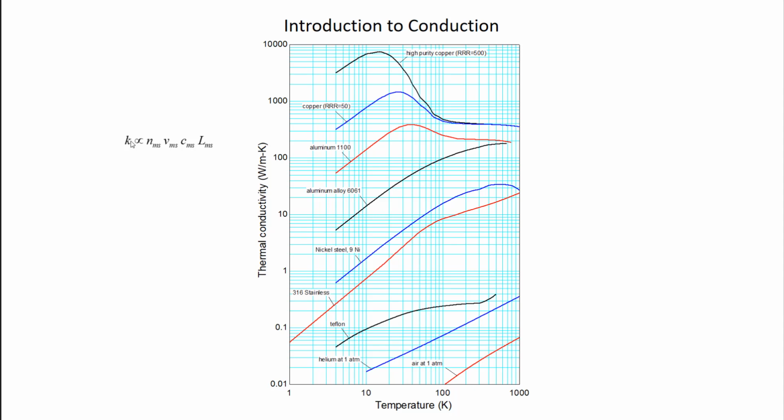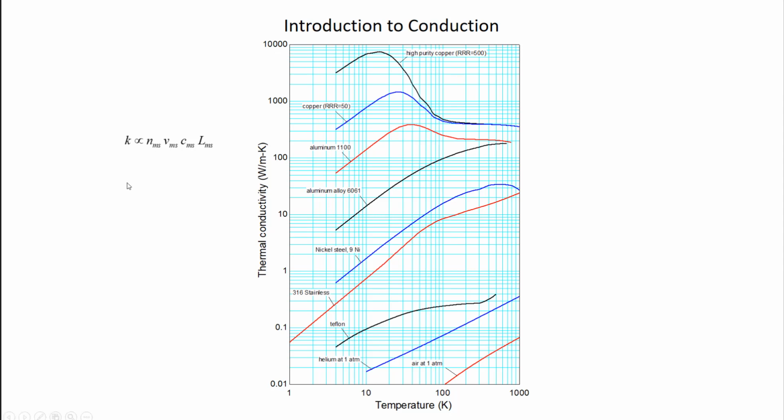What kind of materials are very good at transporting energy? Well, if I look towards the top of this graph, I see things like high purity metals, right? High purity copper, high purity aluminum. These are apparently materials that are really good at transporting energy through conduction.